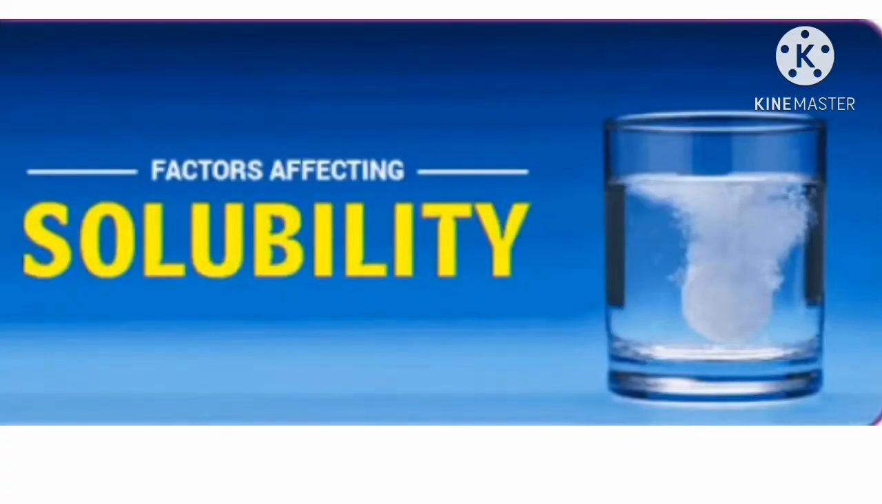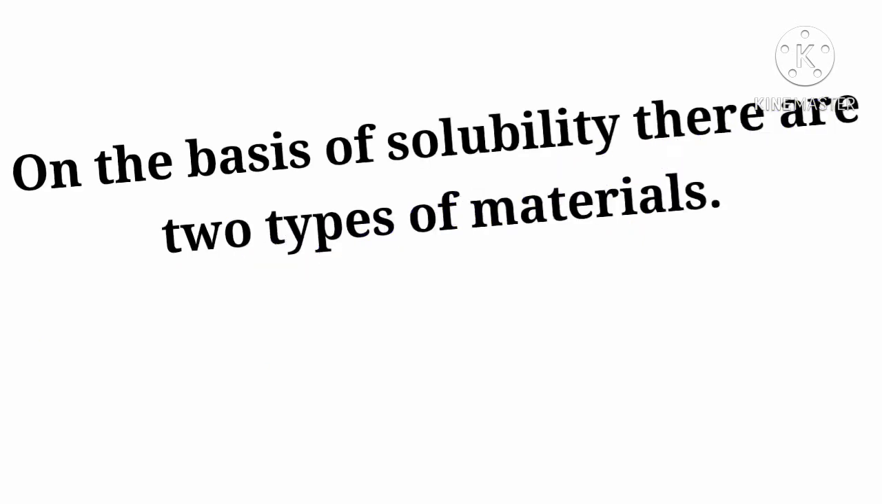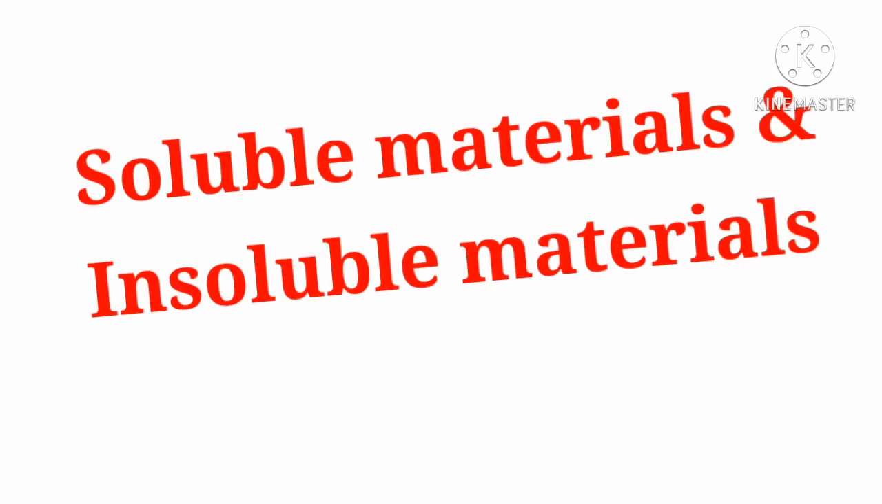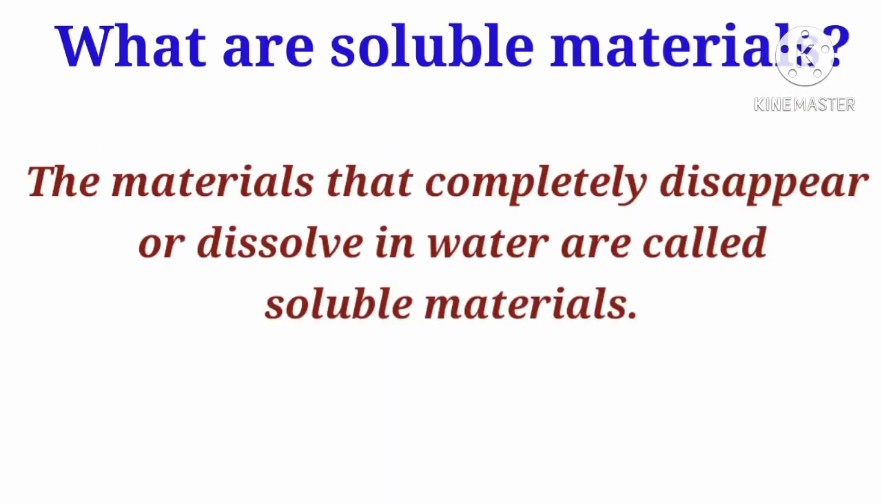Next property is solubility, that is, whether the material is soluble in water or not. On the basis of solubility, there are two types of materials. They are soluble materials and insoluble materials. Now let us see what are soluble materials. The materials that completely disappear or dissolve in water are called soluble materials.